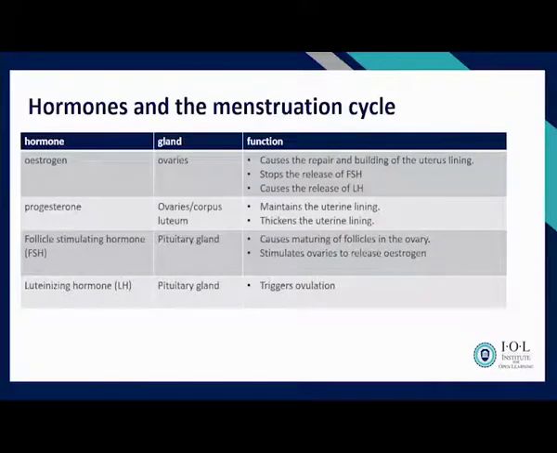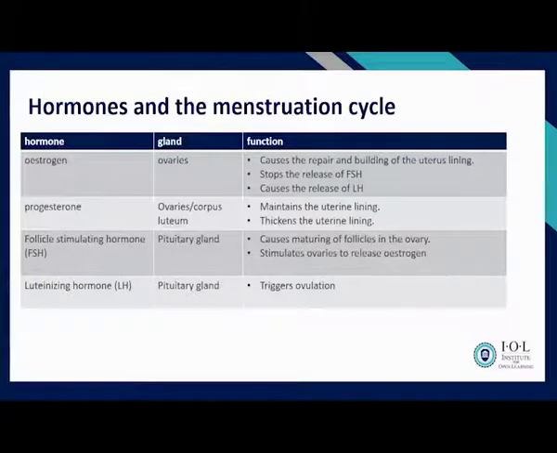Now, you are expected to know the functions of each of the 4 hormones I've introduced to you in the previous slide, the glands that are responsible for releasing them, and their functions. Let us look at a few functions in this presentation. Let's start with the estrogen hormone. It is produced by the ovary, okay? And what is the function? It causes the repair and the building of the uterus lining.